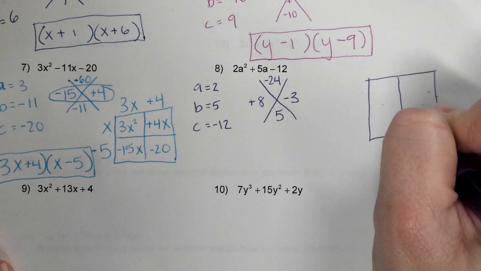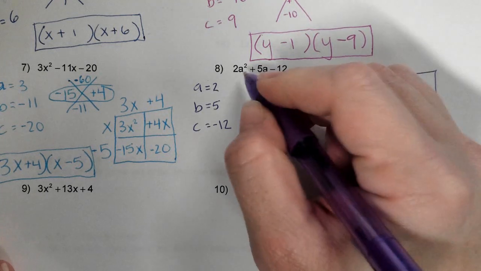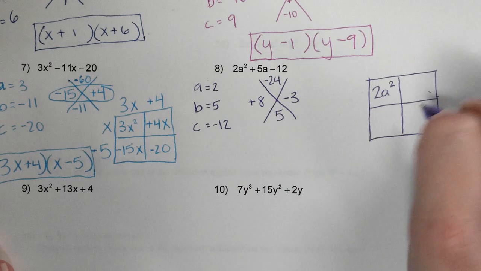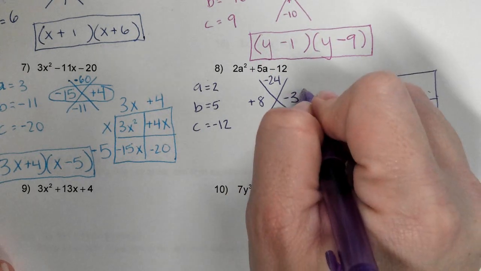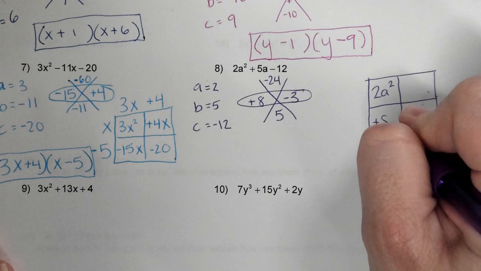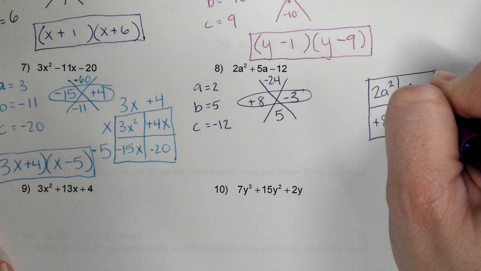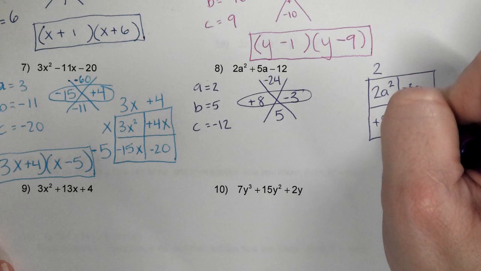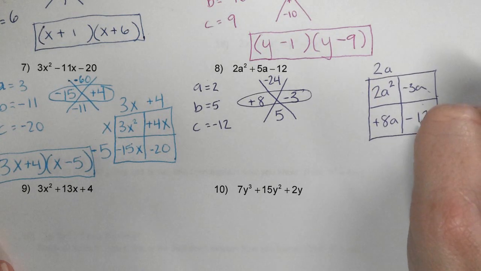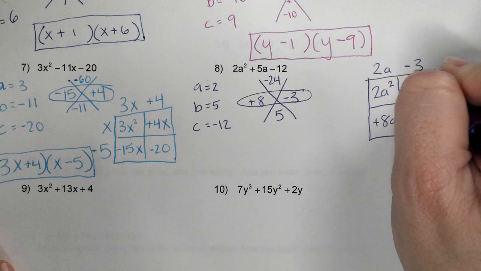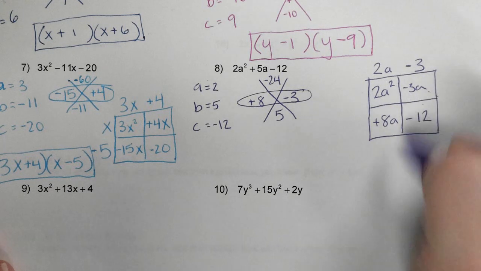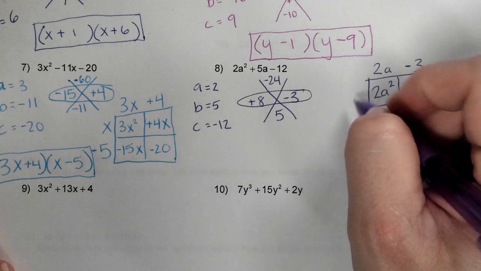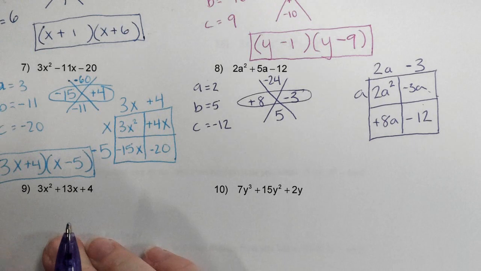So let's do the box. First term is 2a squared. Last term is negative 12. Split B, positive 8a, negative 3a. 2 goes into 8, so 2, and they both have an a. 3 goes into 12, and it's a negative, so it's a negative 3. 2 does not go into 3. 2 and 3 are both prime, so they both have an a. That's the only thing they have in common.